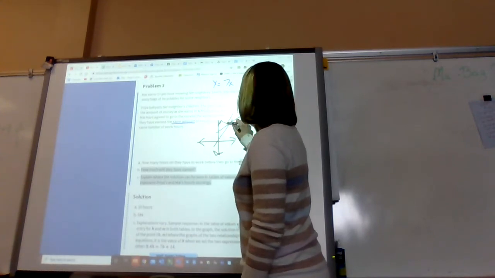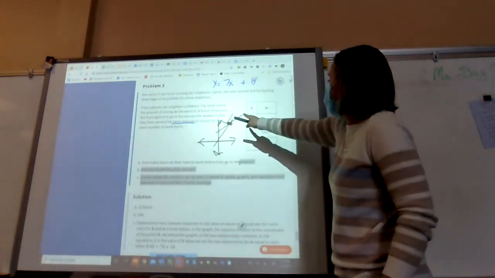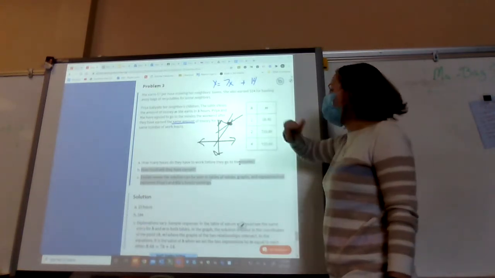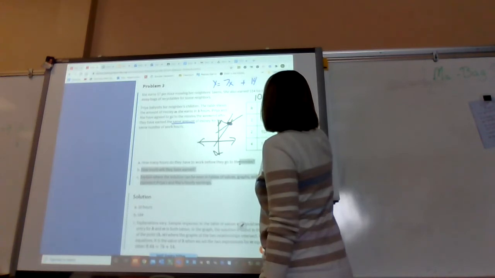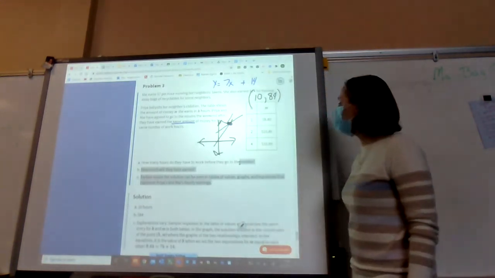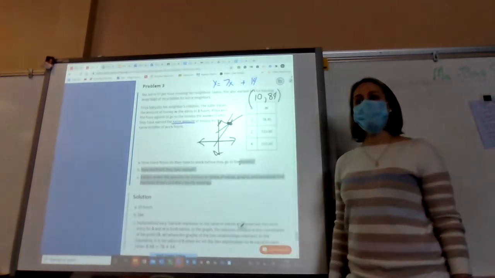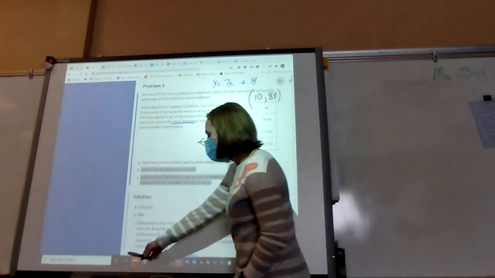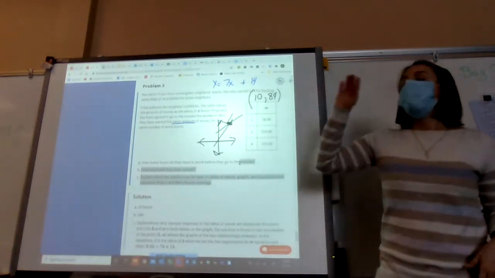That dot. What point is that dot? 10, comma, 84. $84. This is the number of hours, this is the number of dollars, okay? So if we were doing what some of you guys did with the tables, what would it look like?